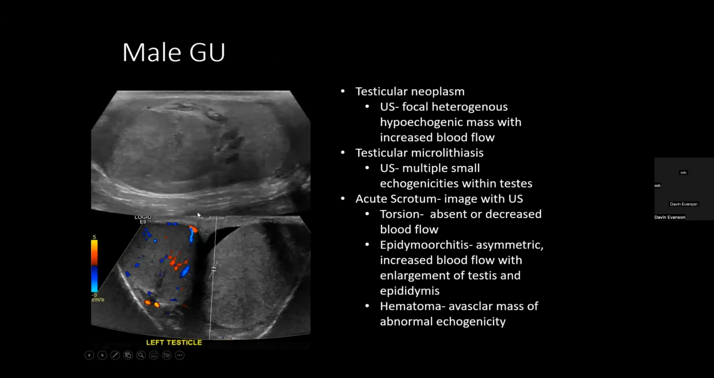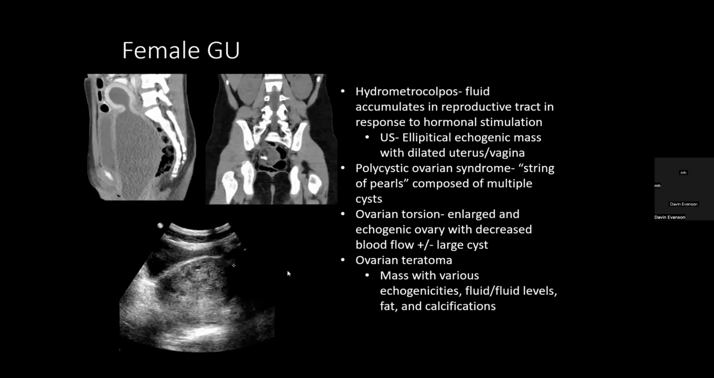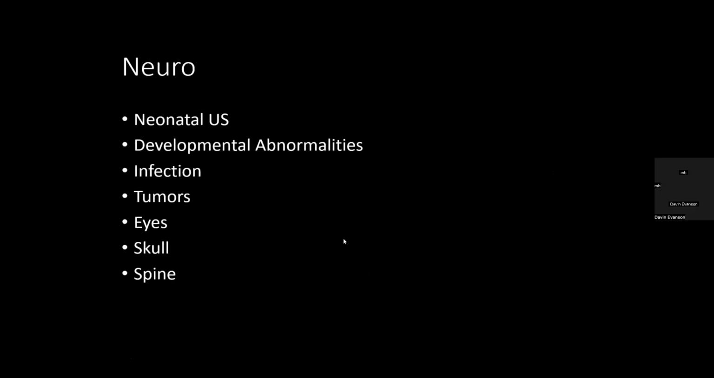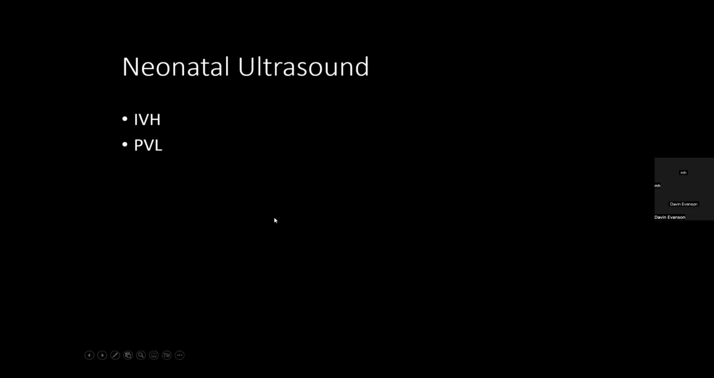Okay, some things for the male GU, of course, the testes, things like cryptorchidism, torsion, microlithiasis. Female GU, teratomas, and you can read the whole list here. Neuro, not my strong point, but we will go over some pearls here.